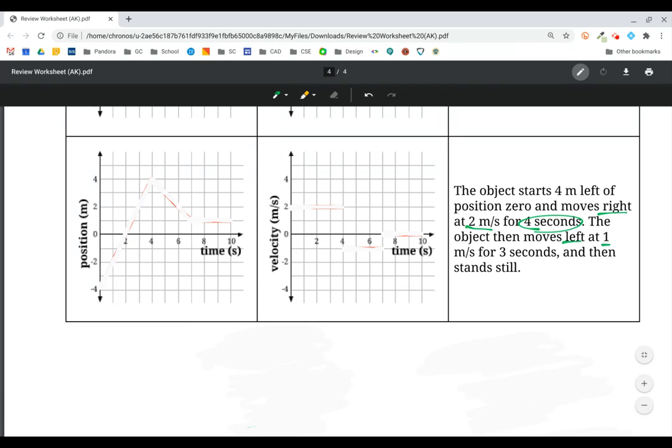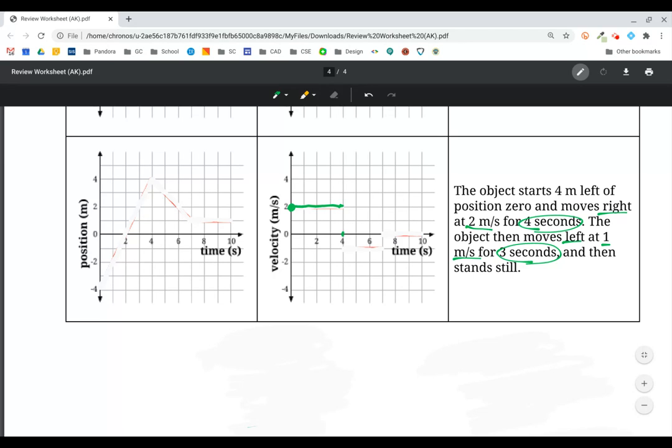So it starts at a certain location that's not shown in the velocity time graph, but then it moves right at 2 meters per second for 4 seconds. And so we can find 2 meters per second since we're right at the start of the time, and then we're going to continue that same velocity until we reach 4 seconds right here.